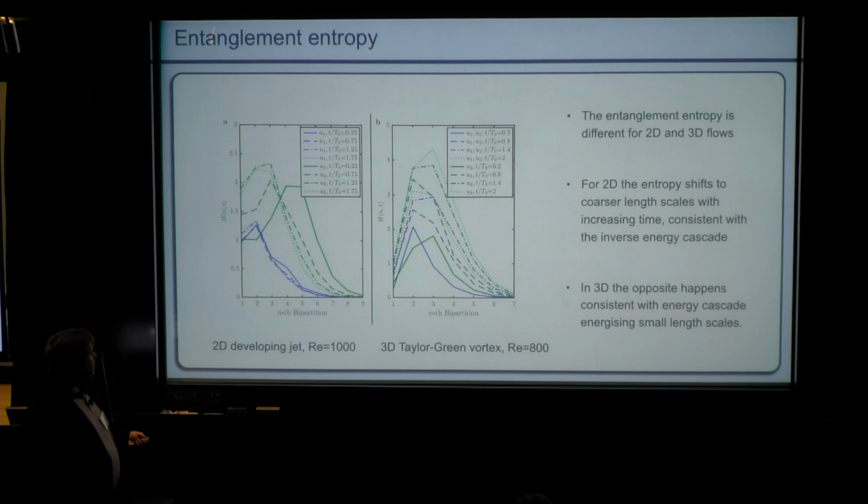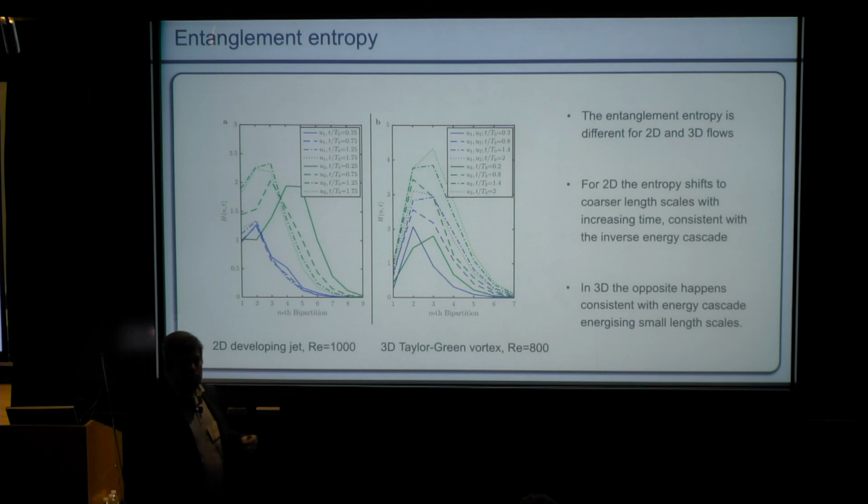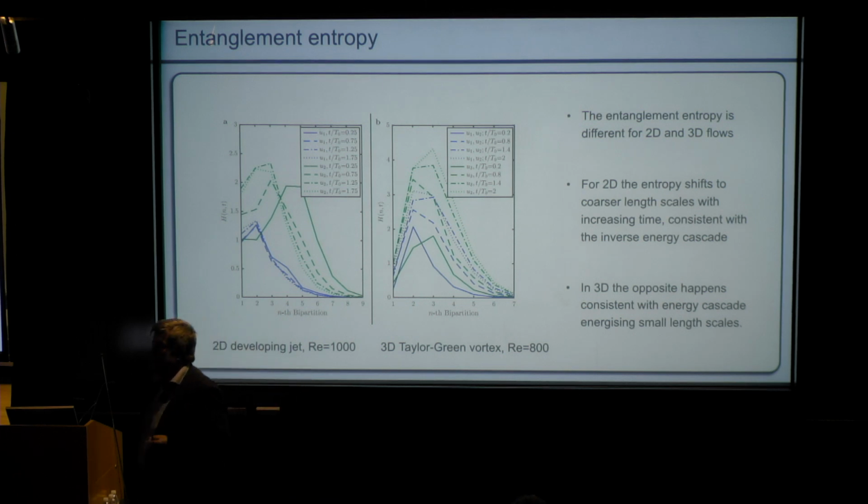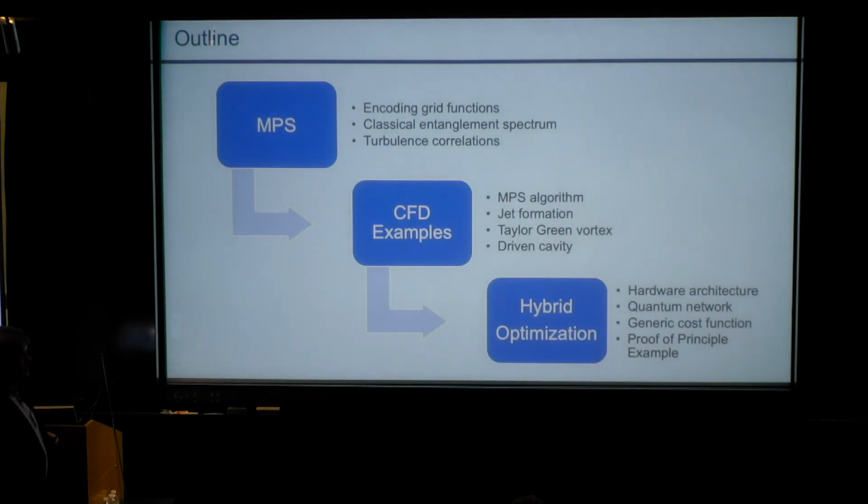If we do the same for the 3D flow, exactly the opposite happens. We start out here at relatively longer length scales, and the curve shifts towards the right, indicating that the structure of the flow moves towards shorter length scales. This is exactly in agreement with the two different types of energy cascades that I showed before that are known to exist in these types of flows. And we can see them here from the entanglement entropy. So this is all very encouraging.